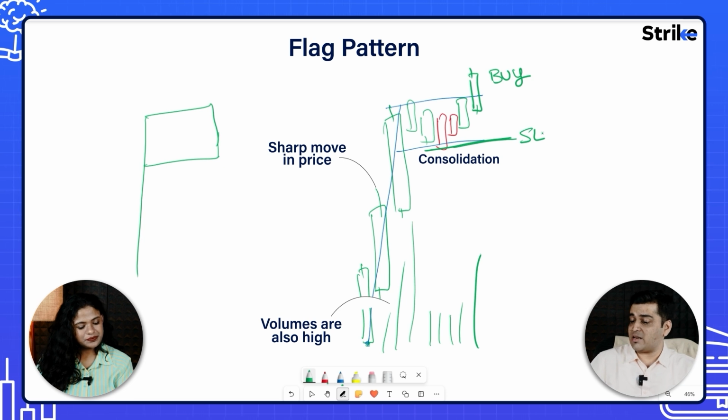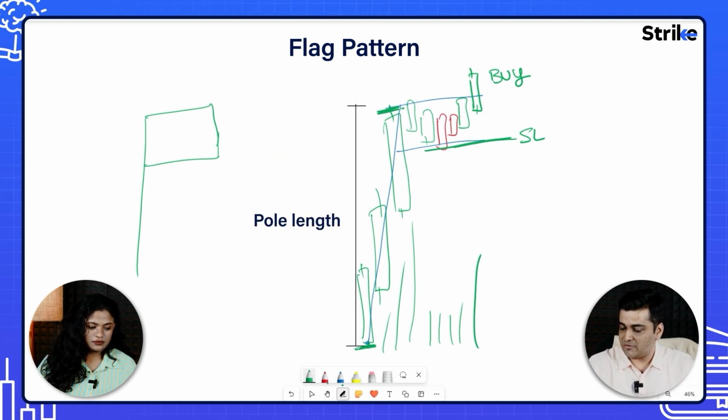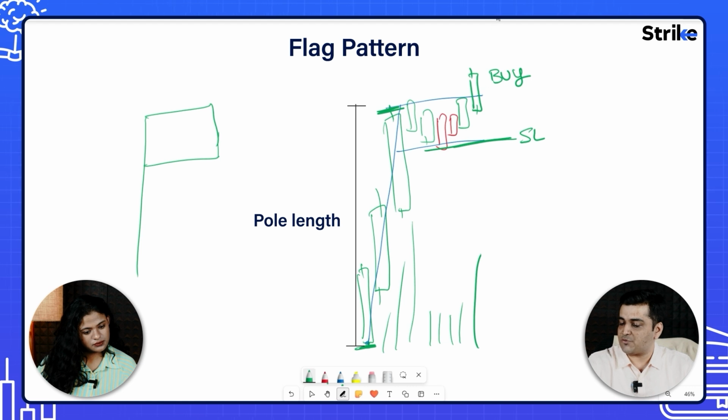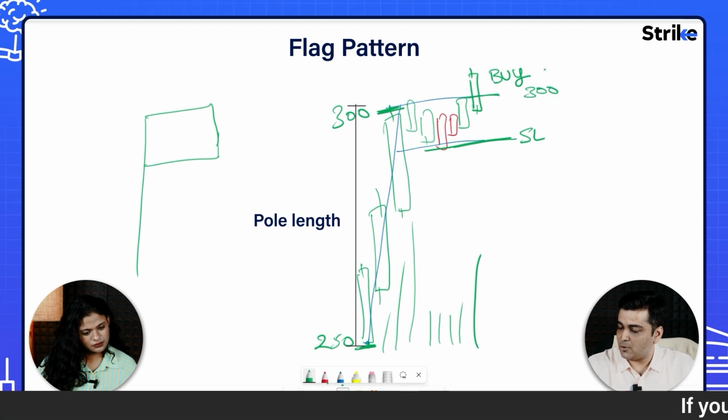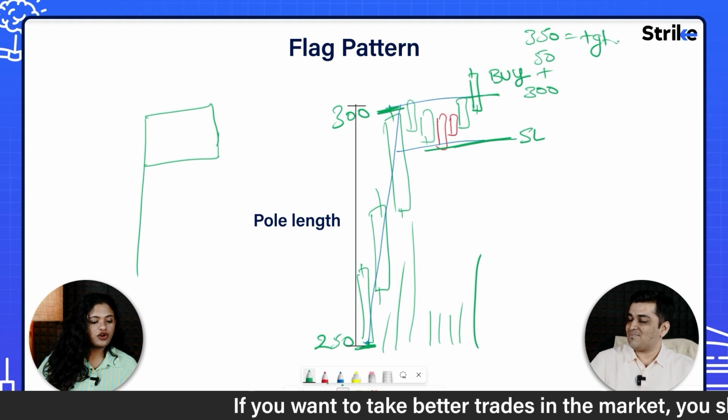And what target can he set? The pole length becomes the target. So if the stock price has risen by around 50 points, you can calculate 50 points from here up. So if let's say this was 250 rupees over here and prices quickly went up to 300 rupees, on a breakout from 300, you add 50 points and 350 will be your target. So this is good for the traders.